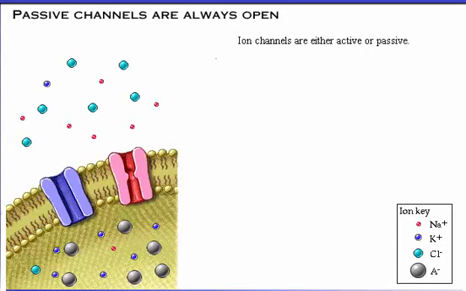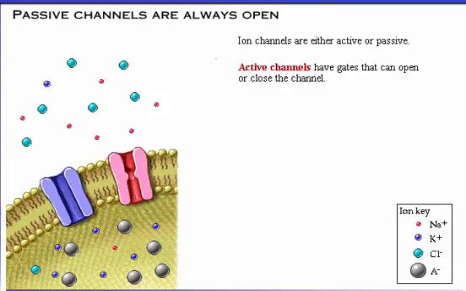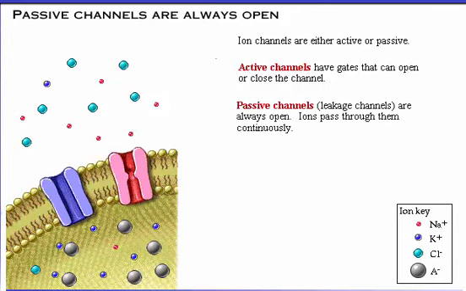Ion channels are either active or passive. Active channels have gates that can open or close the channel. Passive channels, also called leakage channels, are always open, and ions pass through them continuously. We see passive channels here. We will look at active channels on the next 2 pages.